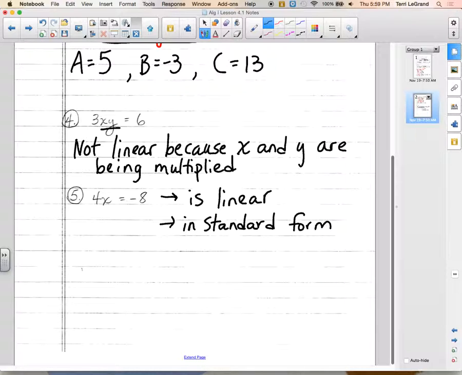So we're ready to identify what our A, our B, and our C are. A is 4. There are no y's, so that means y got multiplied by something that wiped them out. Multiplying by 0 creates 0. That'd be 0 y's, they're gone. And C is negative 8.